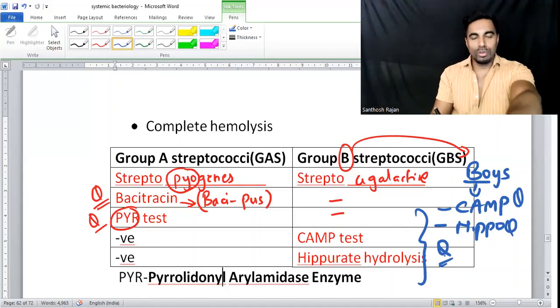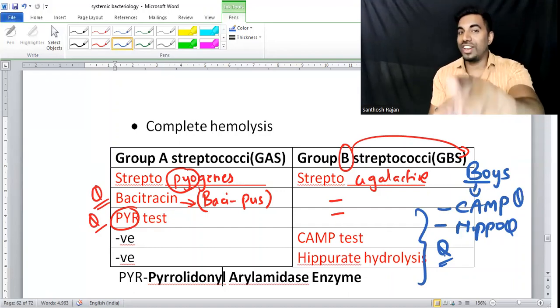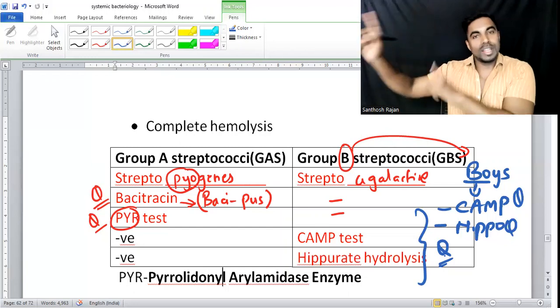So this is the way you're going to remember: B, agalactiae, boys like hippo and CAMP. Not the reverse CAMP. Reverse CAMP is for whom? Clostridium perfringens. Okay, this is its CAMP. And the other CAMP, don't say Campylobacter. That is a different story.